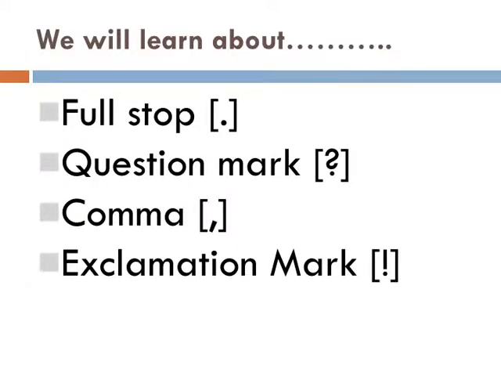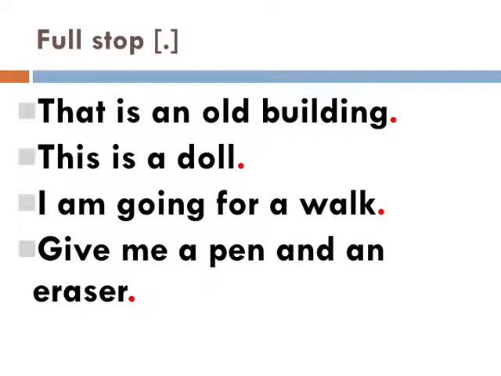Now in this chapter we will learn about 4 punctuation marks. They are full stop, question mark, comma and exclamation mark. Now a full stop is always used at the end of a sentence, as you all know. This is the basic thing. It lets you know that the sentence has come to an end.